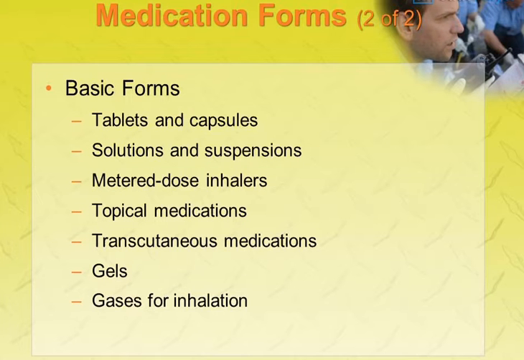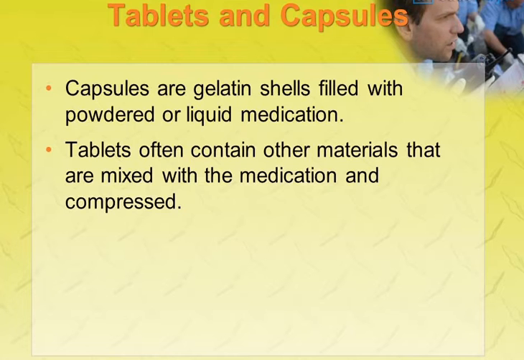Medication forms, 2 of 2. Basic forms: tablets and capsules, solutions and suspensions, metered dose inhalers, topical medications, transcutaneous medications, gels, gases for inhalation. Tablets and capsules. Capsules are gelatin shells filled with powdered or liquid medication. Tablets often contain other materials that are mixed with the medication and compressed.